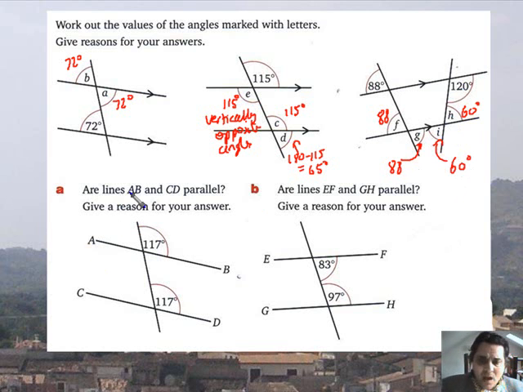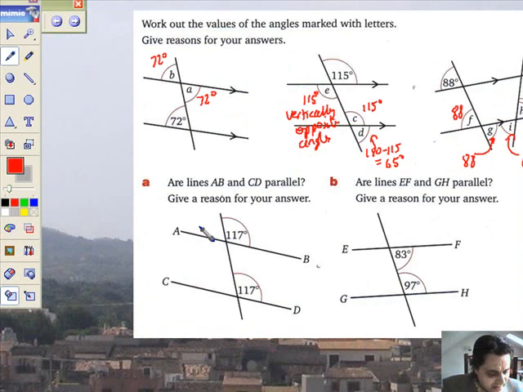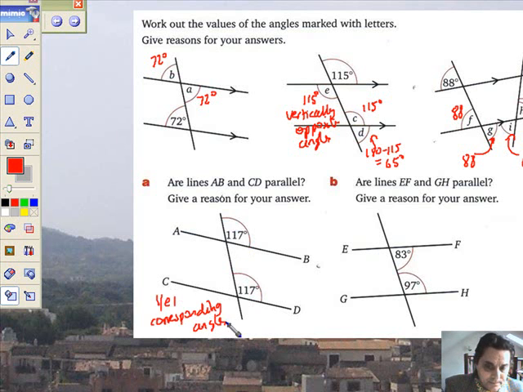Right, this is the next question, question 5 actually. Are the lines AB and CD parallel? Answer, yes they are, because the 117 degree angles shown are corresponding to each other. So basically yes, corresponding angles. So yes, 117 degrees are corresponding angles.